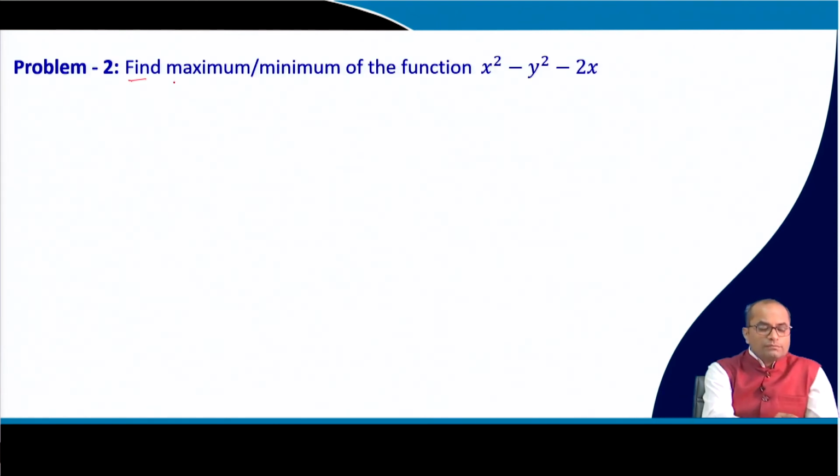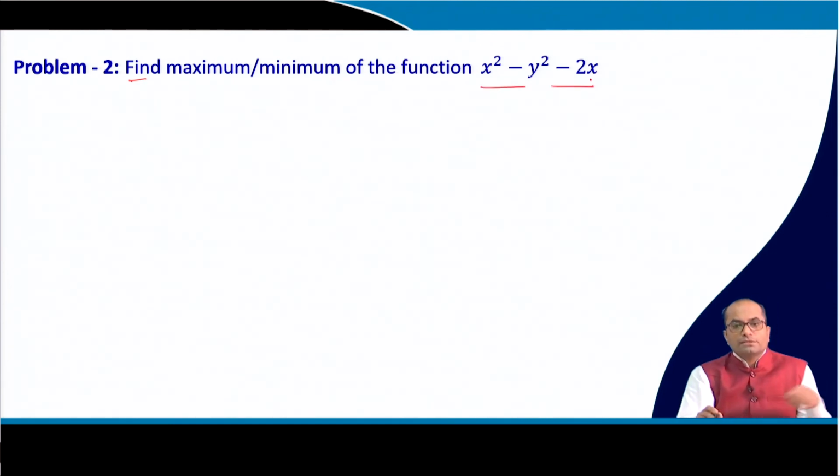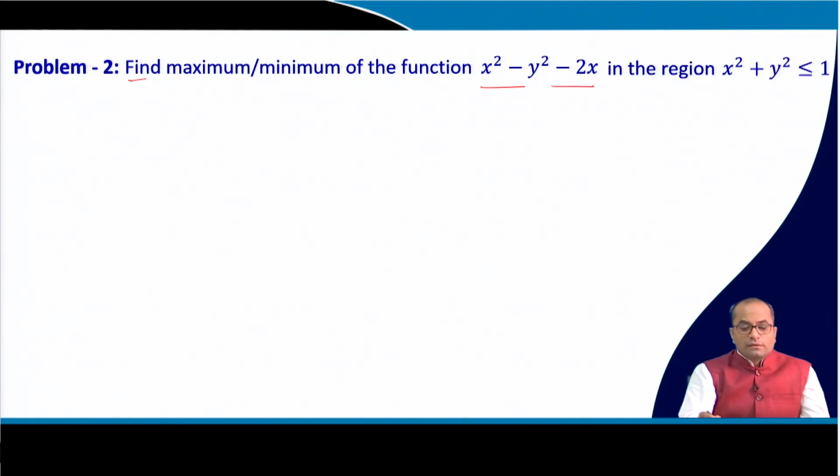So, that problem is done in 2 different ways. One where we have converted the problem into a problem of single variable, and in the second one here we use this method of Lagrange multiplier. So, another problem here, we want to maximize, minimize this function x square minus y square minus 2x in this region x square plus y square less than or equal to 1.